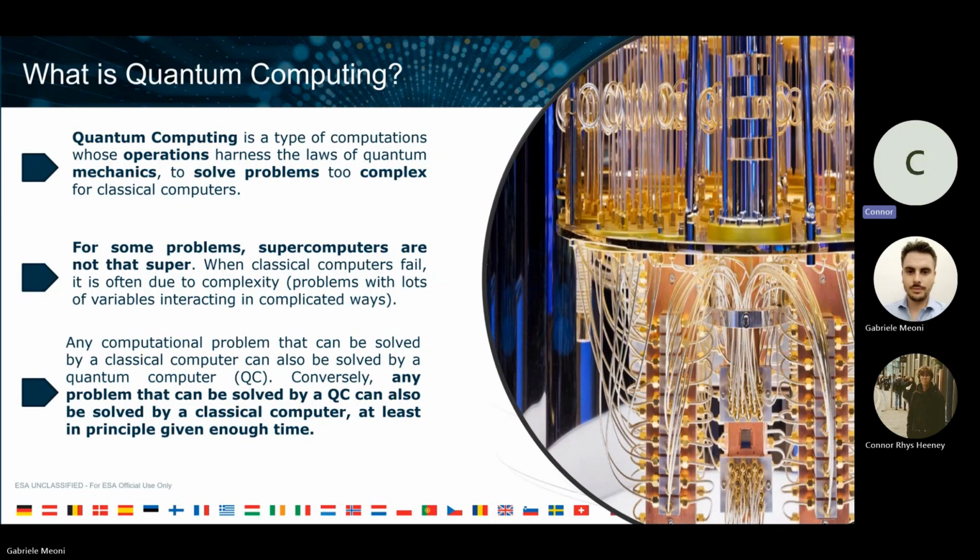Any problem that can be solved by a quantum computer can be tested by a classical computer, and the other way around. It doesn't mean quantum is the most efficient way for all the problems, or, as I told you before, the other way around.